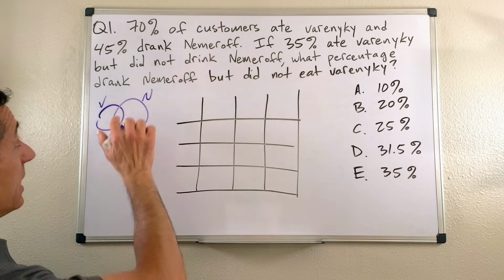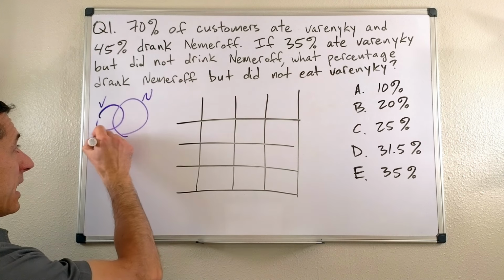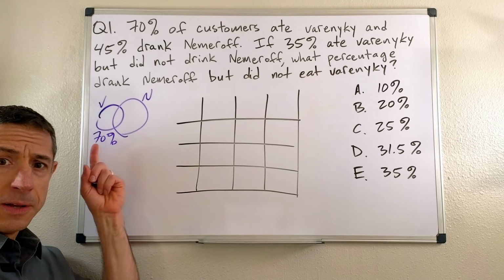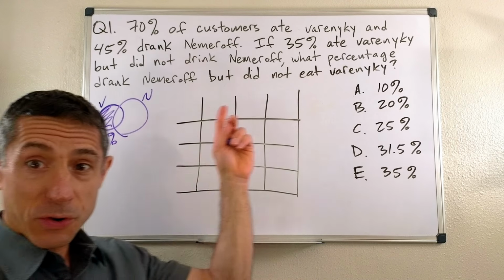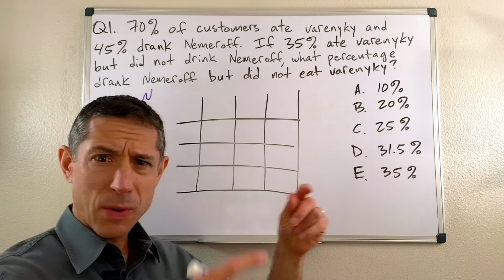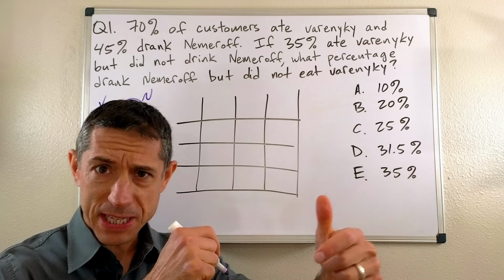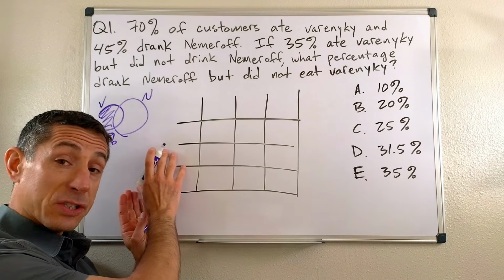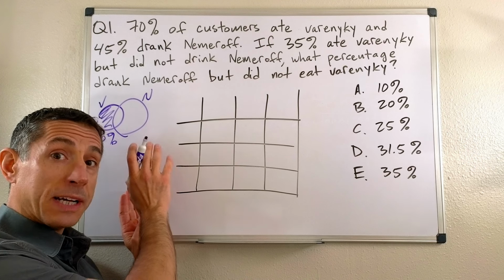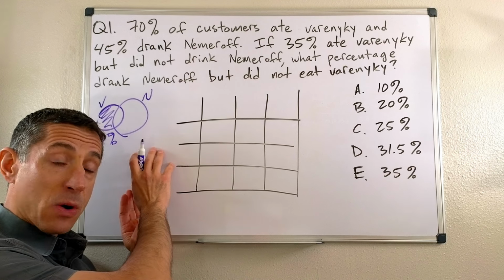So for example, 70% are eating Vareniki, and we stick a 70% here. Does it refer to the full circle or just this little part of it? And as you go further and further on a question like this, you kind of go, well, where do I put the 45%? Where do I put the 35%? And it just gets messy. It gets hard to label. It gets hard to keep that information straight, which is why for most people, I don't recommend this. If it's working for you, knock yourself out.